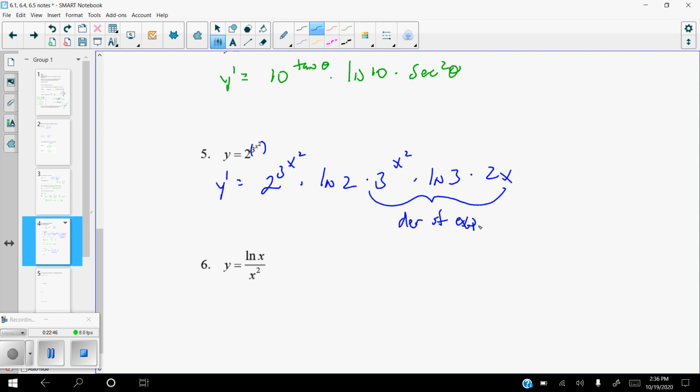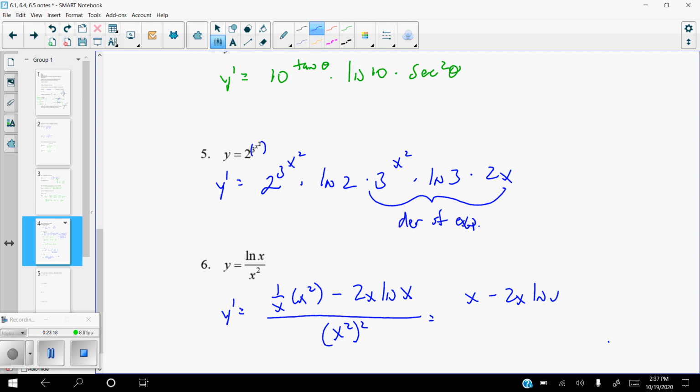All right, and then the last one we'll do before we stop this one and come back with another video. y equals natural log of x over x squared. Quotient rule. Derivative of the top, 1 over x, times the bottom, x squared, minus derivative of the bottom, 2x, times the top, natural log of x, all over the denominator squared. Okay, let's clean this up. 1 over x times x squared is x, minus 2x natural log of x over x to the 4th.